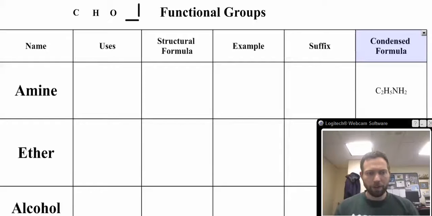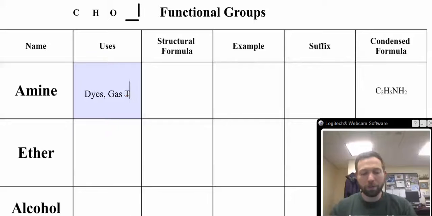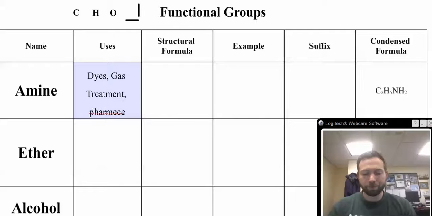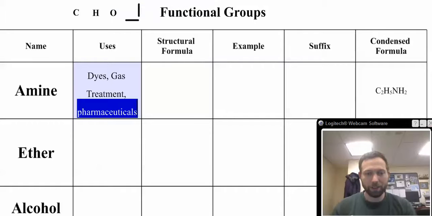So to start off, the first one is an amine, and amines are known to be really good for making dyes. Also, for treatment of gas leaks, things like carbon dioxide gas leaks, amines are used. DHEA is a chemical that has amines, or is created with amines. And then finally, pharmaceuticals.